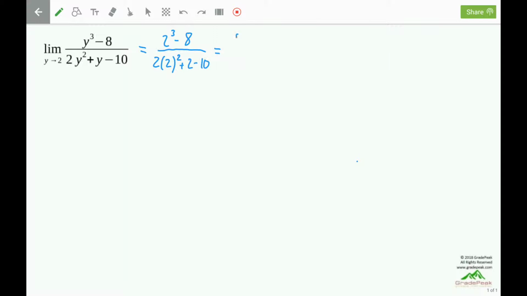In the numerator 2 cubed is 8 minus an 8. In the denominator 2 squared is 4 times another 2 is an 8 plus 2 minus 10. In the numerator 8 minus 8 is 0, and in the denominator 8 plus 2 is 10 minus 10 is also a 0. And we have the 0 over 0 indeterminate form.